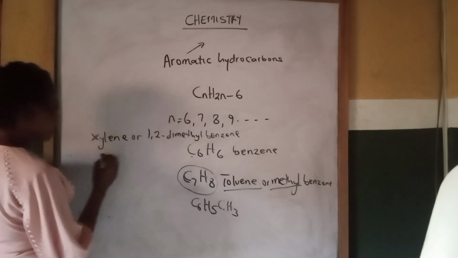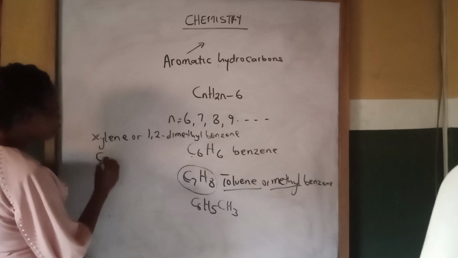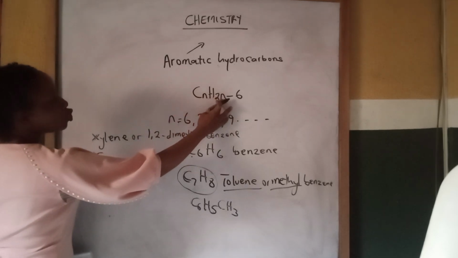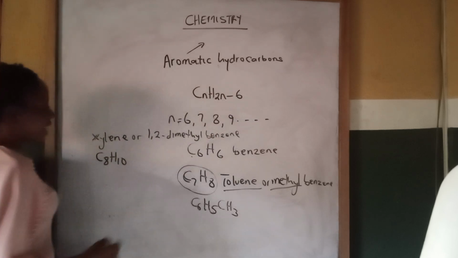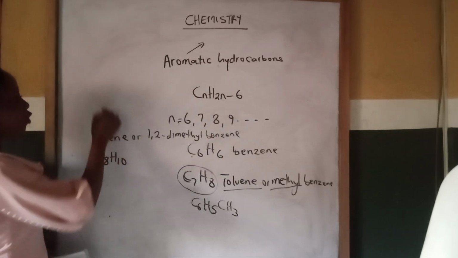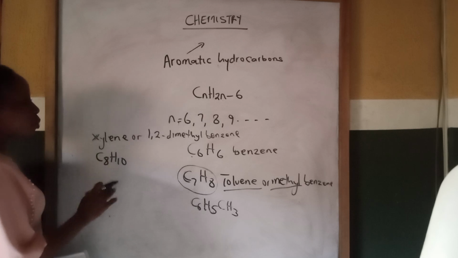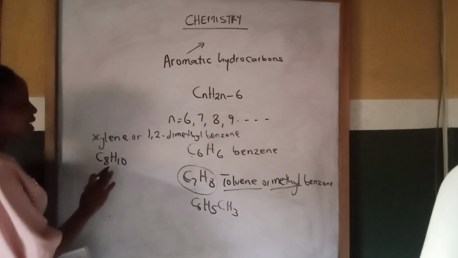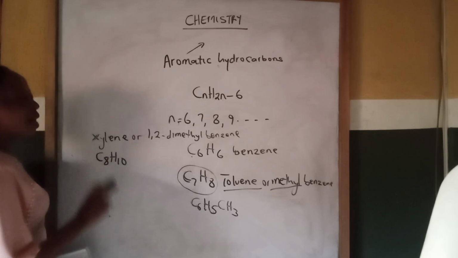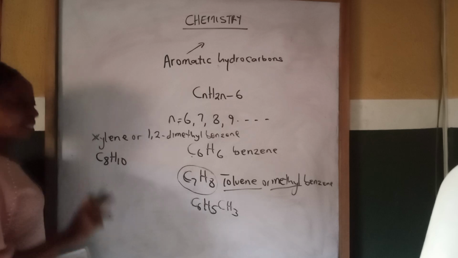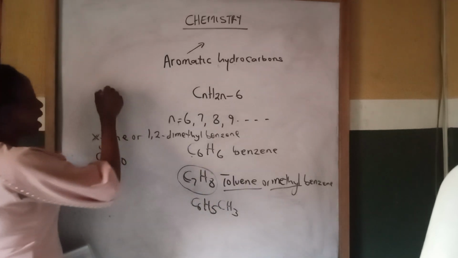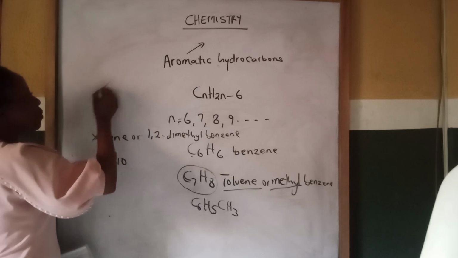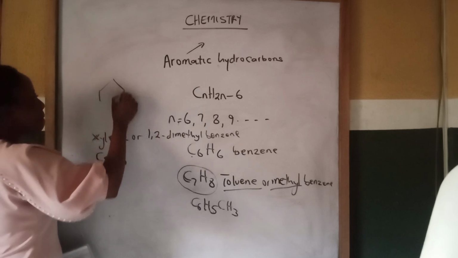C times 8 gives you C8. 2 times 8 is 16, and 16 minus 6 gives me 10. If I want to draw it in structural form, I will first draw the structure of benzene, then remove one hydrogen atom and replace it with two methyl groups, methyl being CH3, in two places. The structural formula for benzene is in this form.